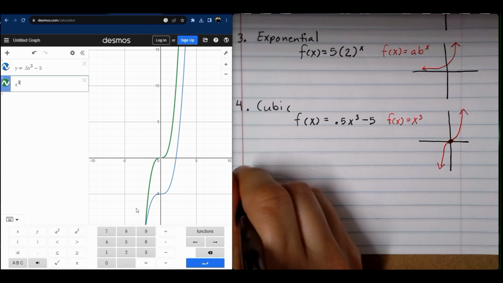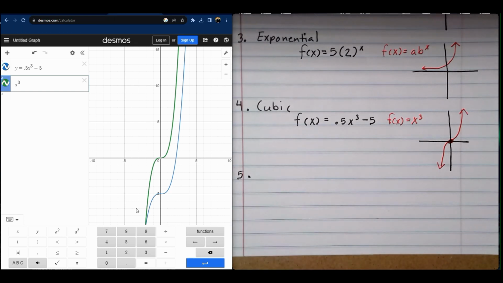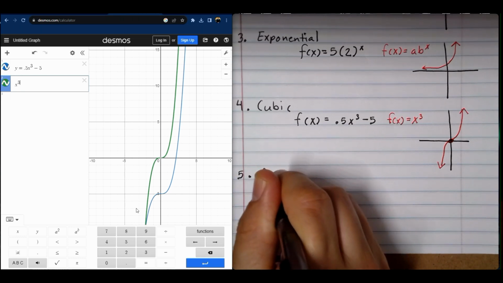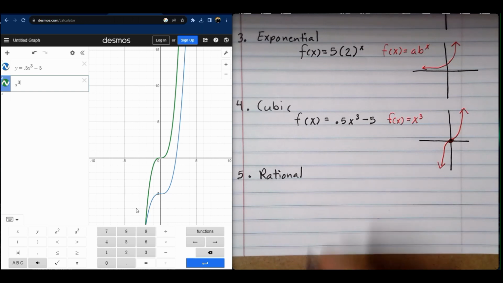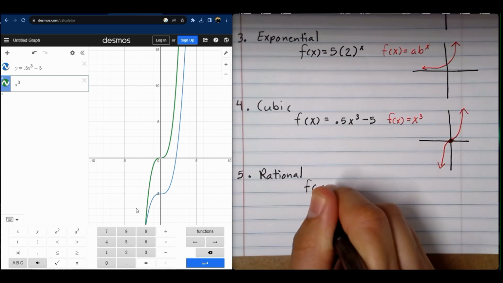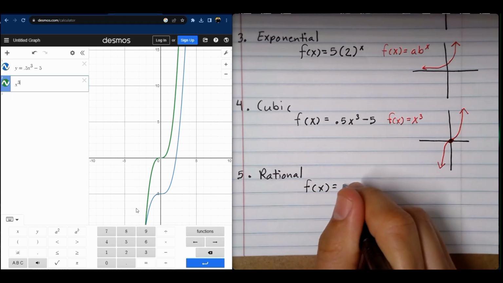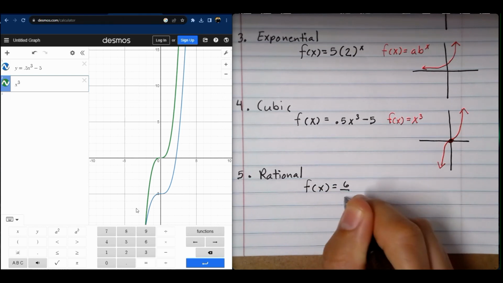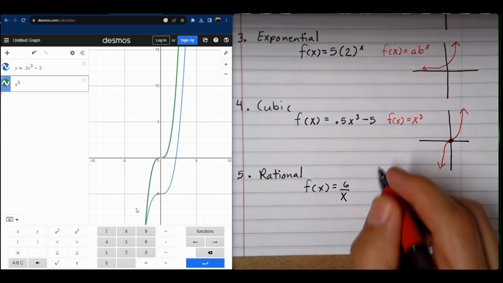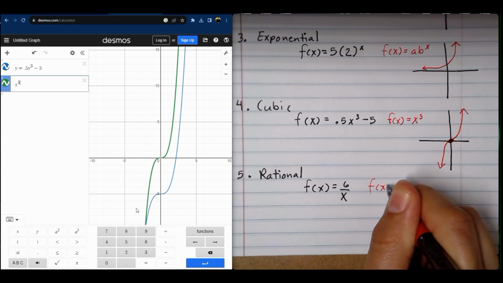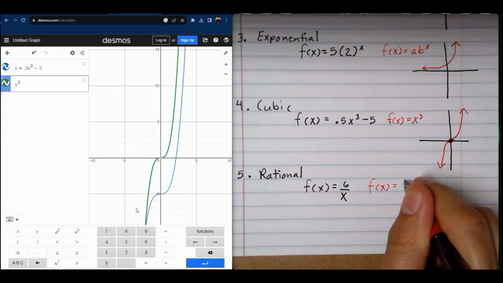So the fifth one that we're going to talk about is going to be a rational function. So when I say rational, I hope you're thinking fractions, because you should be thinking fractions. So the family it belongs to is called rational. And to give you an example of a rational function, we might have something like f of x is equal to 6 over x. Now, when we talk about the parent function, the parent equation, it's going to be f of x is equal to 1 over x.